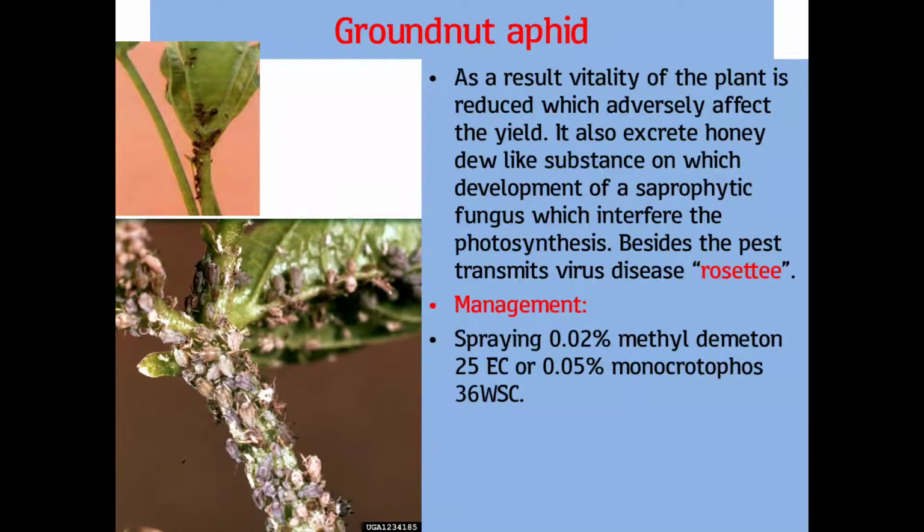These aphids transmit the rosette disease on groundnut. Management practices: spraying 0.02% methyl demeton 25 EC or monocrotophos to control the aphids. See the different images. These are the damaging symptoms of aphids.